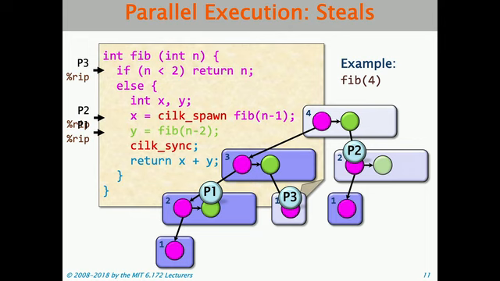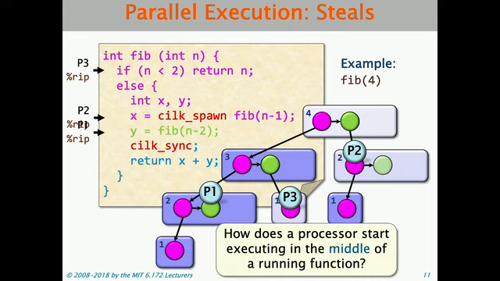And so we already have one mystery. How does a processor start executing from the middle of a running function? The running function and its state lived on P1 initially, and then P2 and P3 somehow find that state, hop into the middle of the function, and just start running. That's kind of strange. How does that happen? How does the Cilk runtime system make that happen? This is one thing to consider.